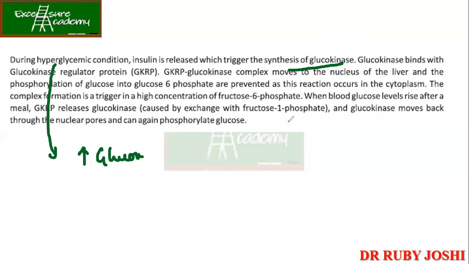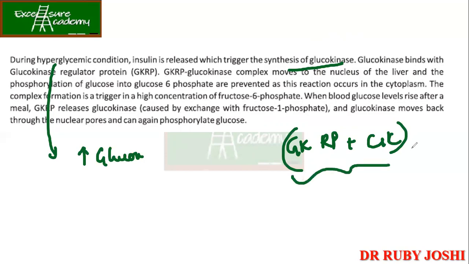Now this entire complex, glucokinase regulator protein और आपका glucokinase, ठीक है? ये सारा क्या करेगा? आपका सीधा न्यूक्लियस में जाएगा, ठीक है? कहाँ पे? न्यूक्लियस ऑफ द लिवर, and the phosphorylation of glucose to glucose 6-phosphate is prevented as this reaction occurs in the cytoplasm. Now this complex formation is triggered by a high concentration of fructose 6-phosphate. Now when the blood glucose level आपका increase होगा, GKRP यानी कि glucokinase regulator protein will release glucokinase, and glucokinase moves back to the cytoplasm and again phosphorylates glucose.